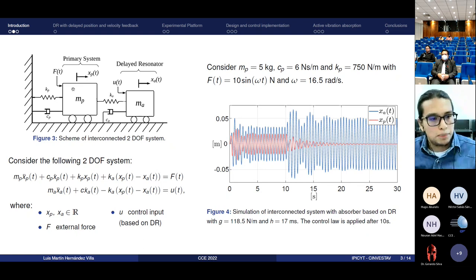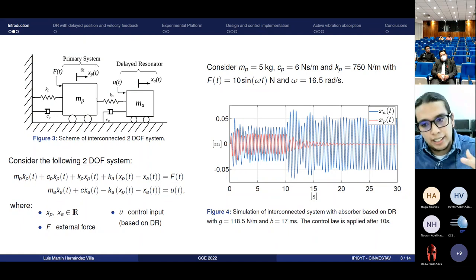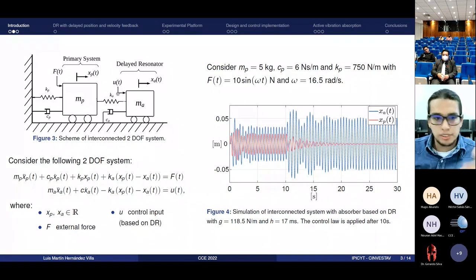So following the principal idea of vibration absorption, if the resonance frequency of the secondary system is the same as the frequency of the perturbation force, then the vibration of the primary system is ideally suppressed. In other words, if the DR design is tuned to the disturbance frequency, then one can expect to cancel the vibration of the primary system.